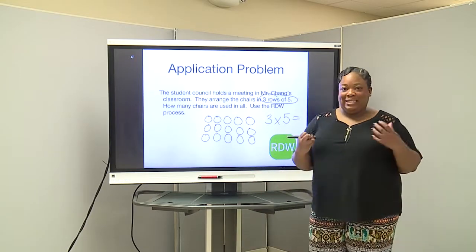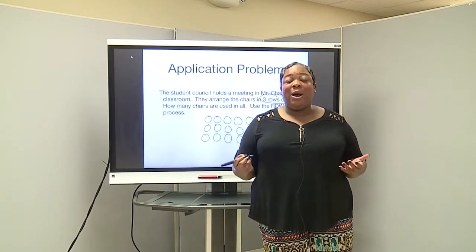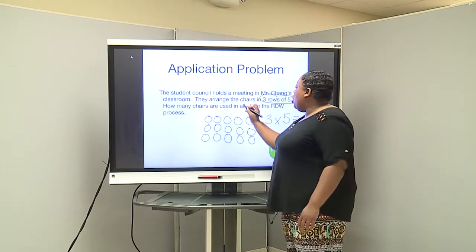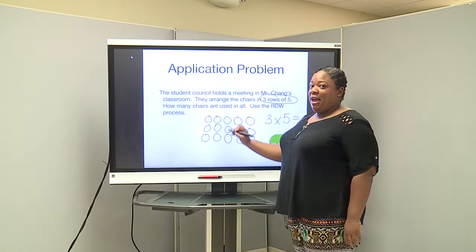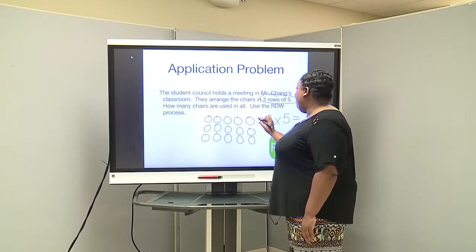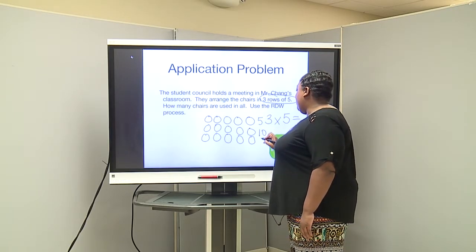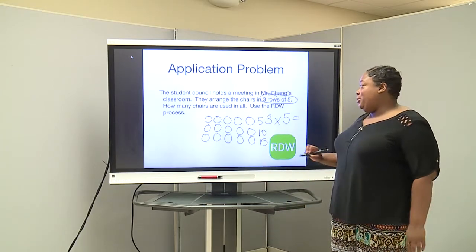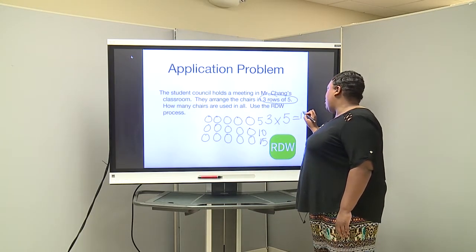So now I can skip count by the size of my group to find my total. And this one is easy because it's 5s. So all I have to do is skip count down the rows. So I have 5, 10, 15. So 3 times 5 equals 15.